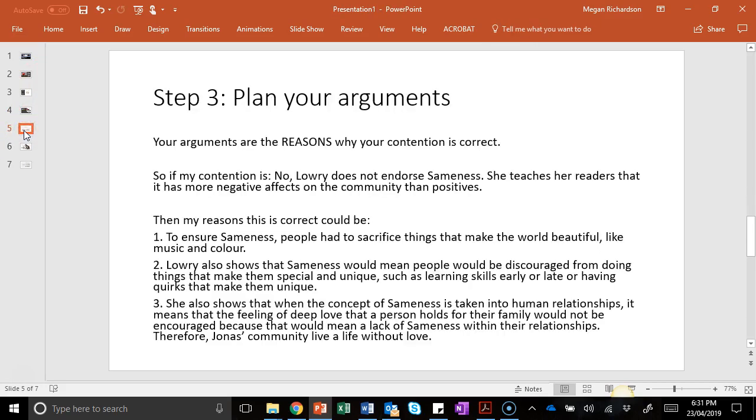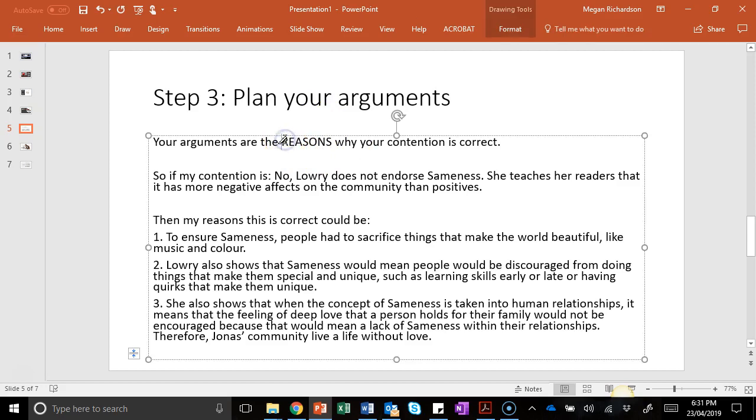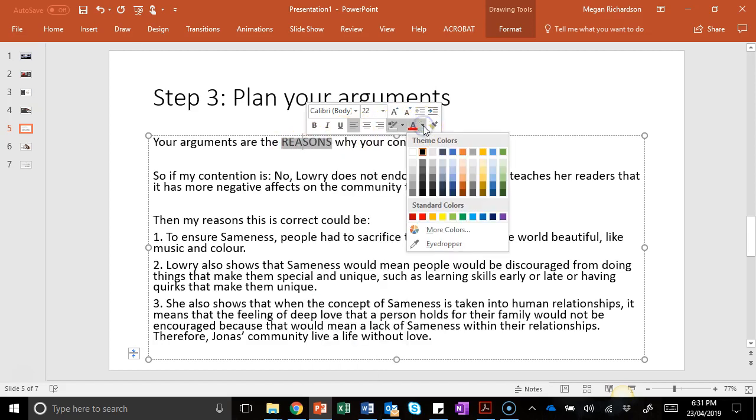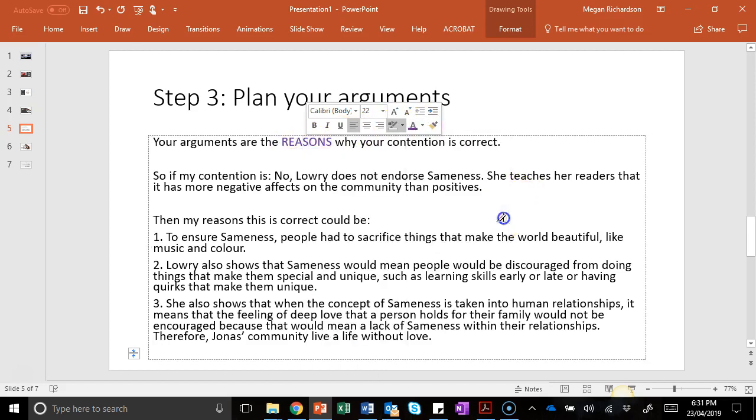Okay, ready for step 3? Step 3. So we've got our question, we've got our contention. Now what we need is arguments. So, what are arguments for an essay? Your arguments are the reasons why your contention is correct. Okay? So they are the reasons. So your contention is the answer to the question, and your arguments are the reasons.